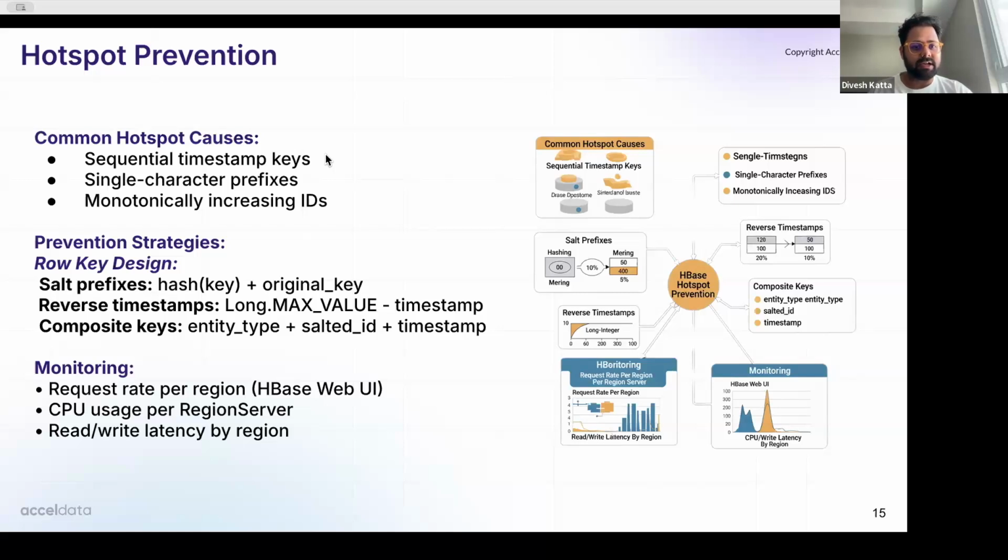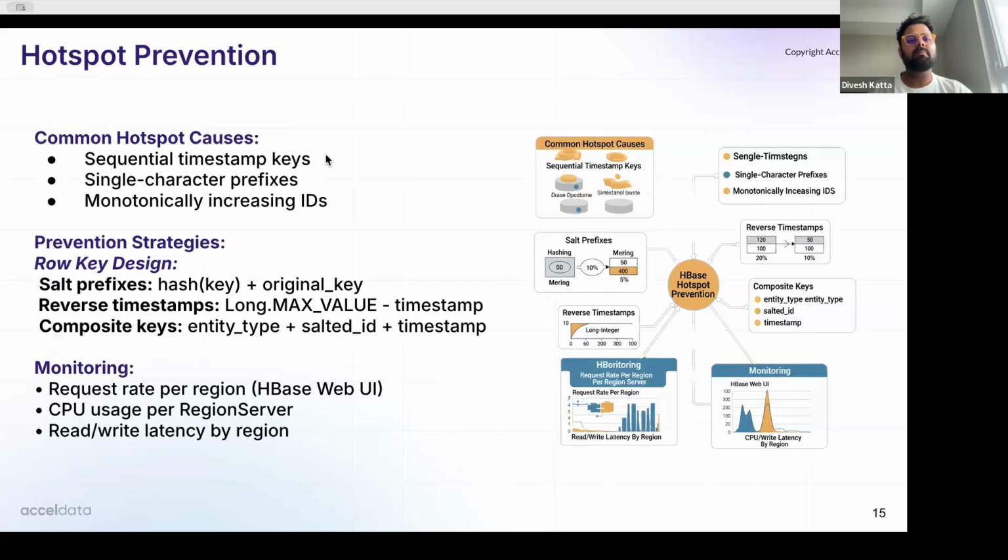Salting adds a random hash prefix to distribute writes, but be careful. It makes range scans more complex because related data is scattered. The trade-off might be worth it for the write heavy workload. Reverse timestamp works beautifully for time series data when you typically query recent data. Instead of timestamp, you can use Long.MAX_VALUE minus timestamp. This puts the newest data first and distributes the writes over time.